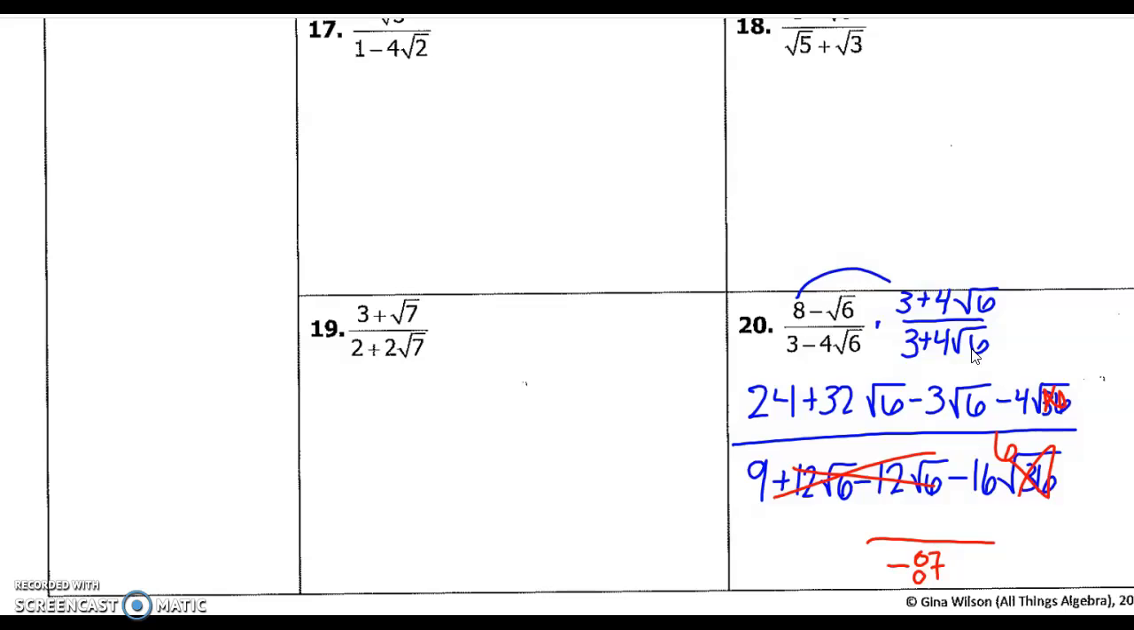Numerator, square root of 36 is 6. So let's see, negative 4 times 6, this is going to be minus 24. So nice, 24 minus 24 cancels. 32 radical 6 minus 3 radical 6 is 29 radical 6. So then I look at my outsiders, 29 and negative 87. Actually, I can reduce. They're divisible by 29. That's nice. So I get radical 6 over negative 3.